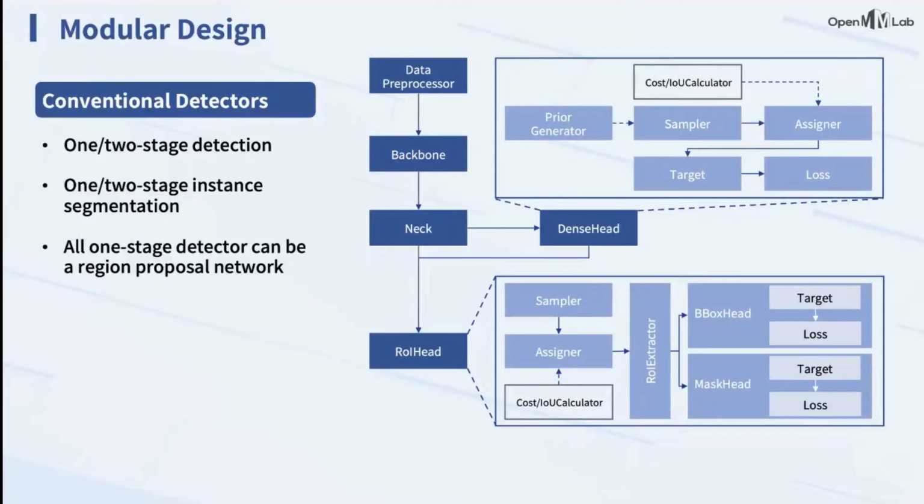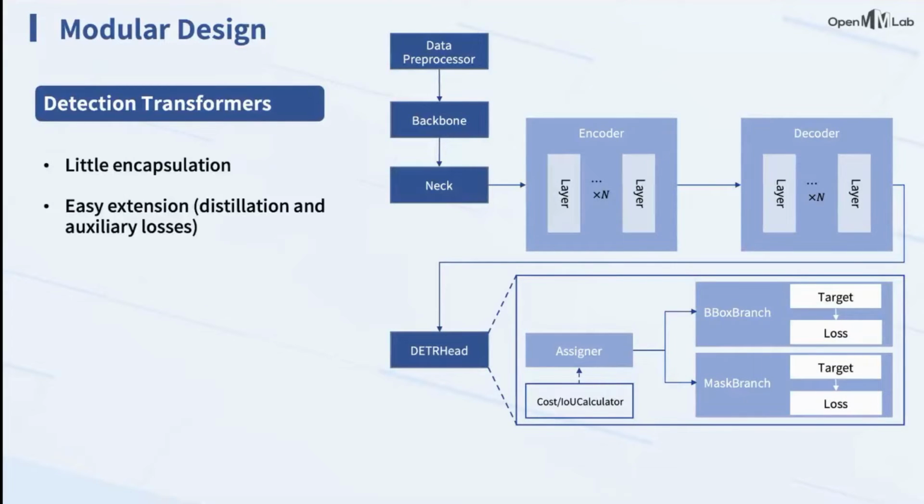So this is basically a simple modular design and is universal for all the one-stage and two-stage detectors supported in MMDet. Also, for the most recent detection transformers, we adopt a little encapsulation for supporting different kinds of detection transformers. So basically, it will also take the features extracted by the neck, and then a transformer encoder and a transformer decoder will extract the features, and the decoder will also take the queries and use them to predict and send them to the DETR head, and the DETR head will do the bounding box prediction and the mask prediction.